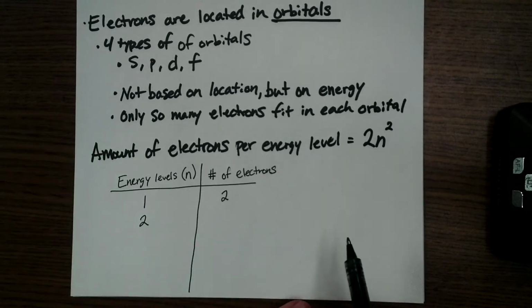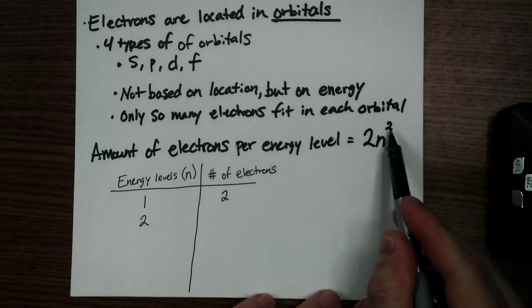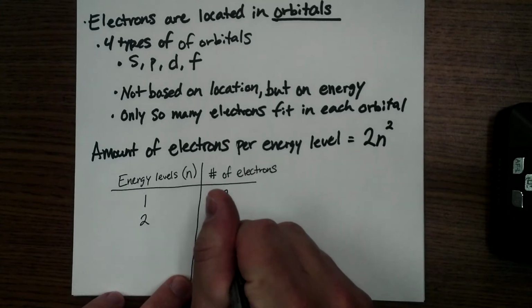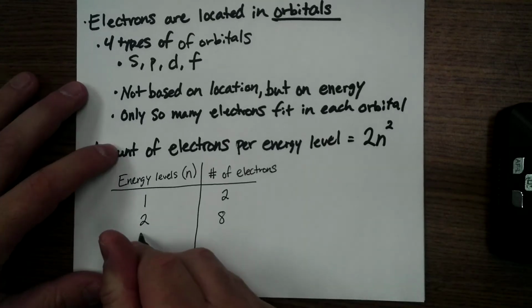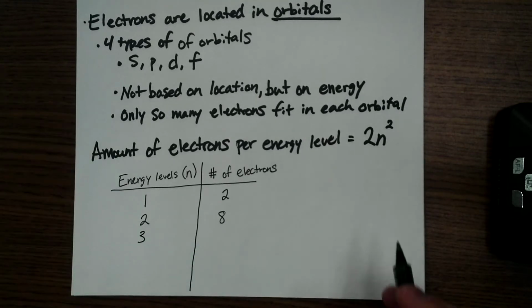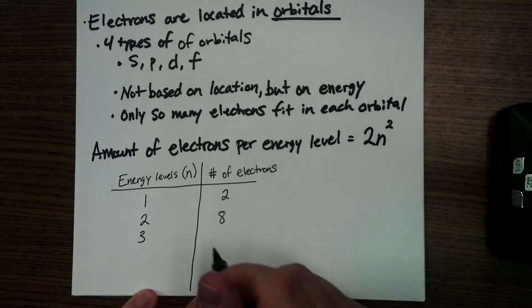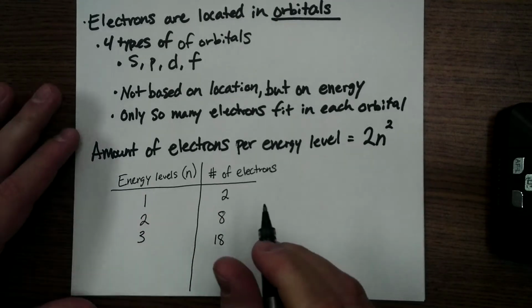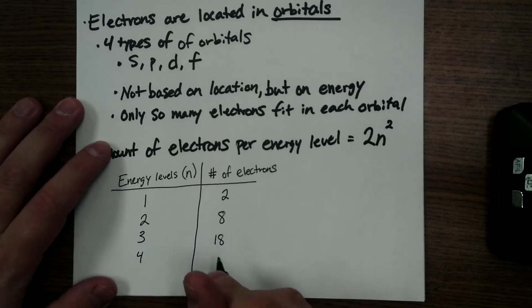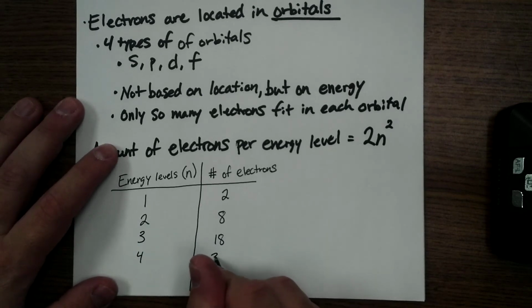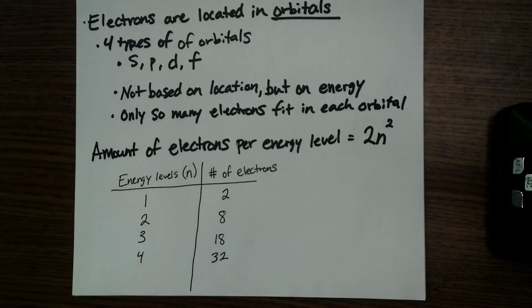Go down the list. In the second energy level, 2 squared is 4 times 2 is 8. Remember to follow your order of operations. You have to square things before multiplying. In the third energy level, 3 squared is 9 times 2, 18. And just for fun, we'll go 4 squared, 16 times 2 is 32. All right? So you can fit this many electrons in each level.